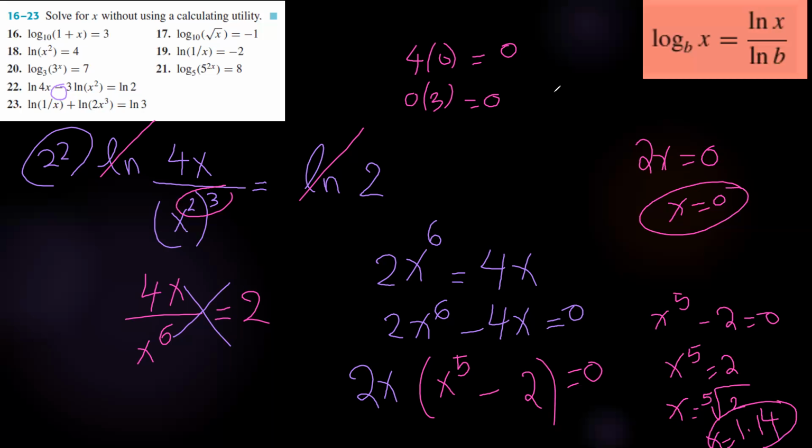So I take 1.14, I think it will be the correct one, because ln 4 times 1.14, which is 1.53, minus ln of 1.14 squared, which is 0.78. So 1.5 minus 0.78 is 0.72. Does it equal ln 2? Yes. So the answer here is x equals 1.14. This is the correct answer.